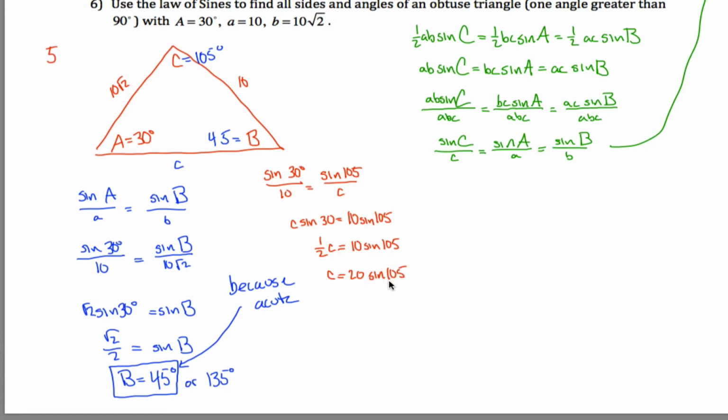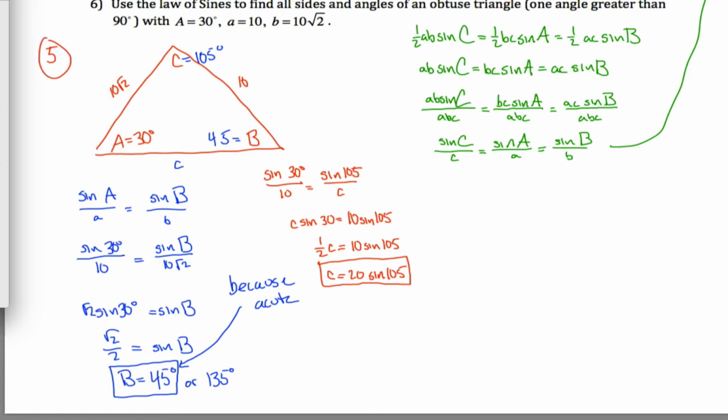Sine of 105, that's not something we know at this point in the class. It turns out that's something you can get from your unit circle if you know some half-angle formulas. But since we haven't learned those yet, we'll just leave our answer like this. C is 20 sine 105. Now I have this, this, and this. I've completely solved the triangle. Done with part 5. Part 6 is similar to part 5.